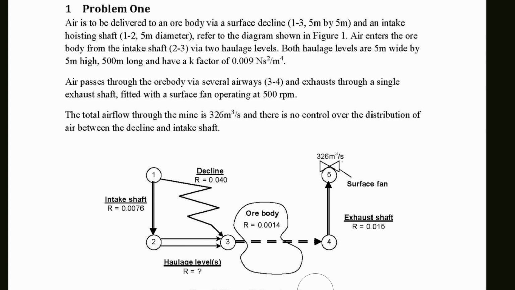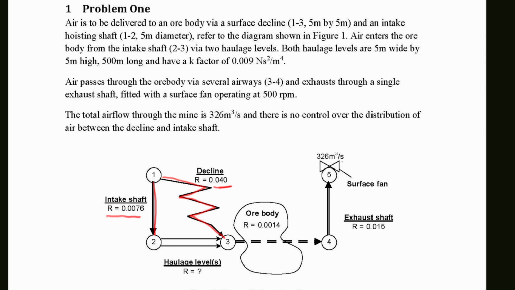Air is to be delivered to an ore body via a surface decline 1 to 3 here, and intake hoisting shaft 1 to 2 here. The dimensions of these two airways are also given, but in this problem we do not need these dimensions as the airway resistances are given on the diagram here and here.